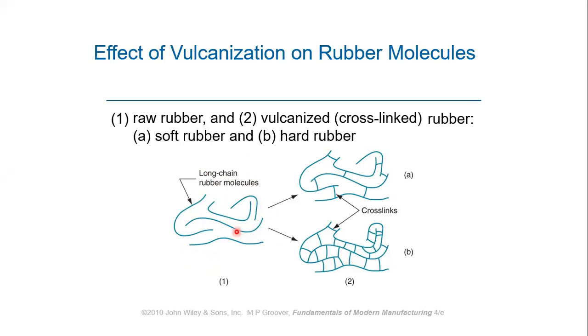Before vulcanizing, it looks like this, and after vulcanizing, if you want to produce soft rubber, then the cross-linking has to be limited. There will be a very small amount of cross-linking between the polymers. If you provide more cross-linking, that is, more time for vulcanization, then more chains will be connected, and hard rubber will be produced. One example of hard rubber is tires, and soft rubber would be like hair bands or balloons.